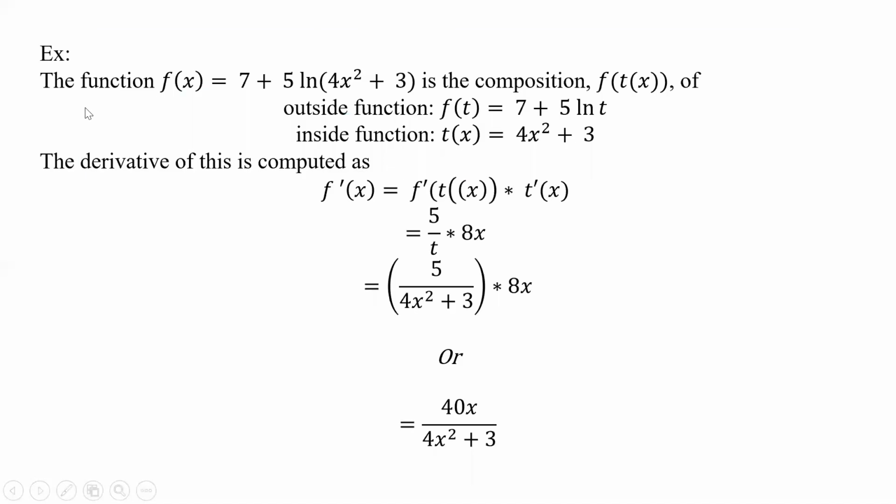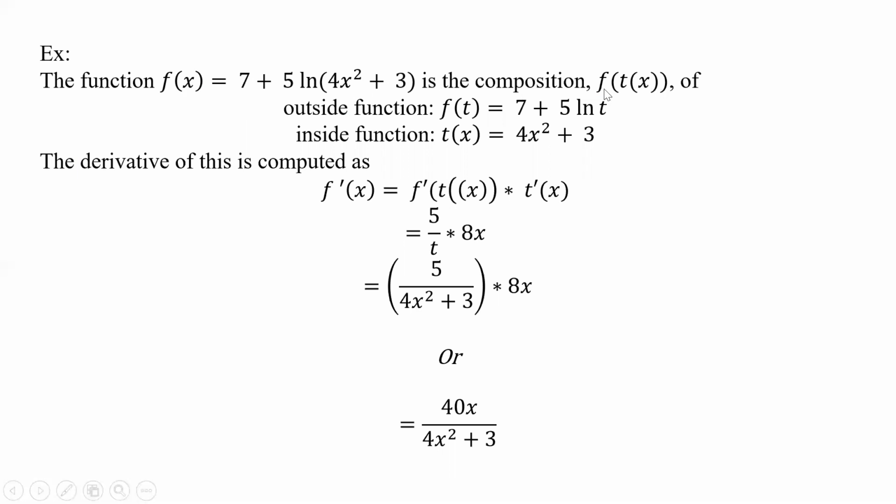So for example, if we have the function f of x is equal to 7 plus 5 ln of 4x squared plus 3, what is that? Well, if we look at that, we have a long function, but we have something on the inside. So the key thing is to look for things in parentheses and stuff like that. And that's usually going to be your inside function. And then everything on the outside of that is going to be your outside function.